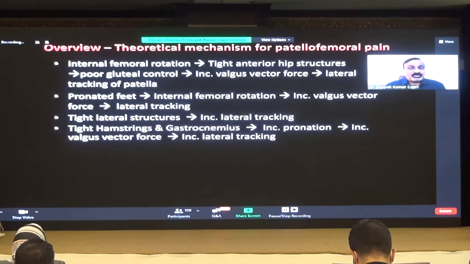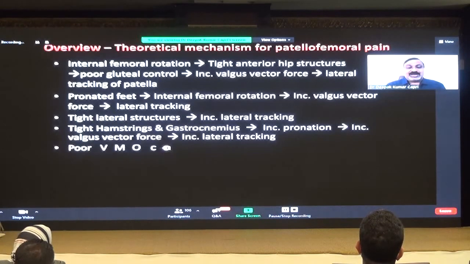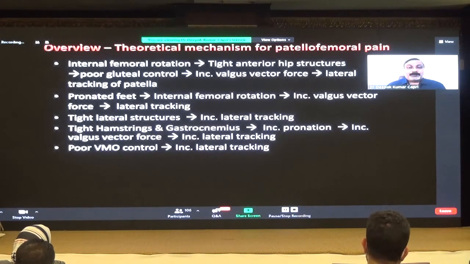This will also lead to tight hamstring, especially the lateral head of the gastrocnemius. I'm not talking about the medial head, especially the lateral head of the gastrocnemius will get tight. That will lead to pronation, increase valgus force, and hence increase the lateral tracking of patella. And in the last, which is not very common, but we see this as very, very common: the majority of us concentrate mainly on vastus medialis obliquus.